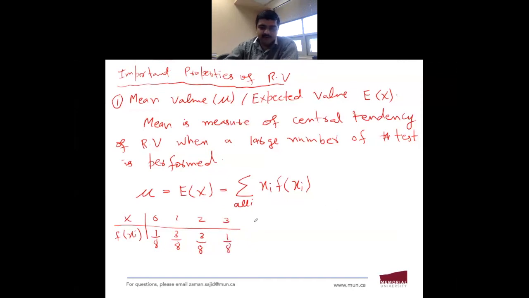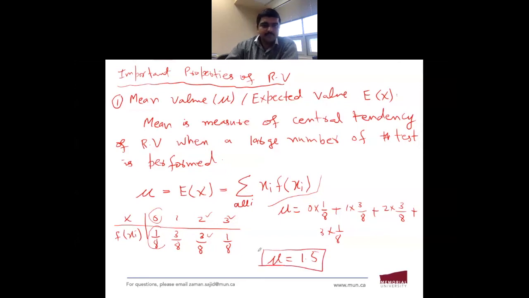Okay. Now if I want to find out the mean value of this, I'm just going to do it here instead of the next slide. So mu is equal to the sum of x of i multiplied by f of x of i. So this is my x value and this is my f of x value. So this will be 0 times 1 by 8, and now I know this is my summation, so I add up 1 times 3 by 8, plus 2 times 3 by 8, plus 3 times 1 by 8. And when you solve it, you will get your value as 1.5. That's the mean value or the expected value.